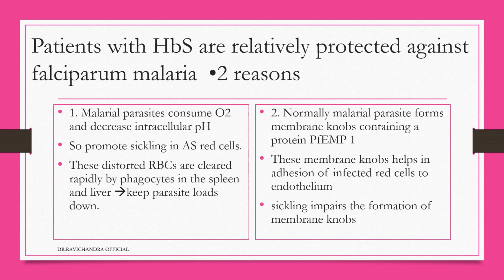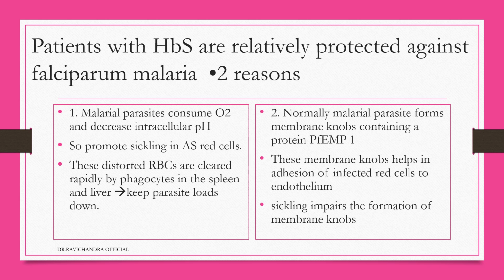Patients with hemoglobin S are relatively protected against falciparum malaria. This can be asked in the 3 marks question or MCQs or in the practical viva. The two reasons: first one, malarial parasites consume oxygen and decrease intracellular pH. So acidosis will promote sickling in these red cells. And these distorted red blood cells are cleared rapidly by phagocytosis in the spleen and liver, and this will result in reduced parasite load as it is removed there and then.